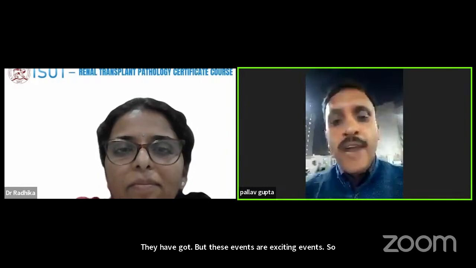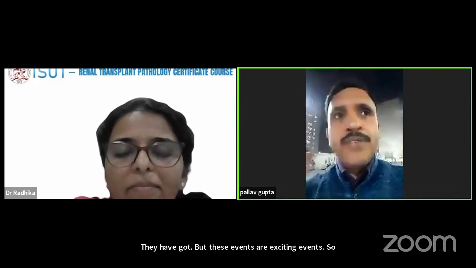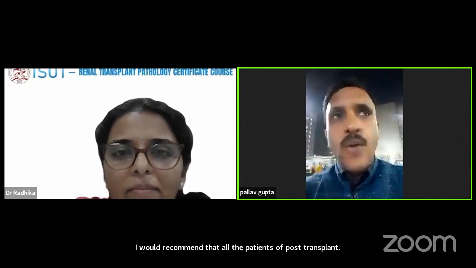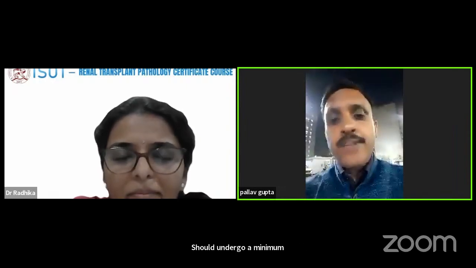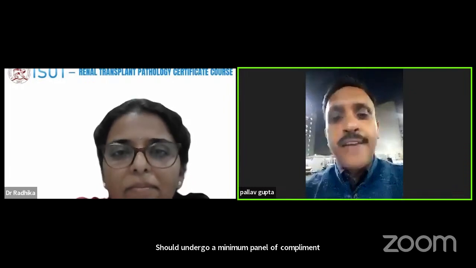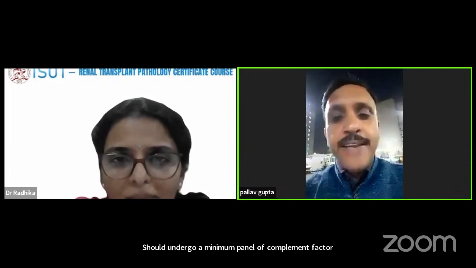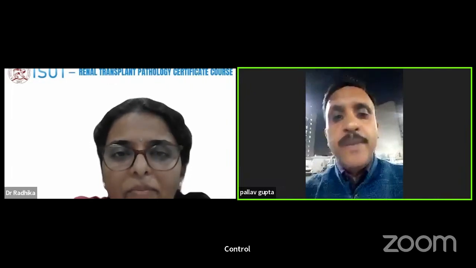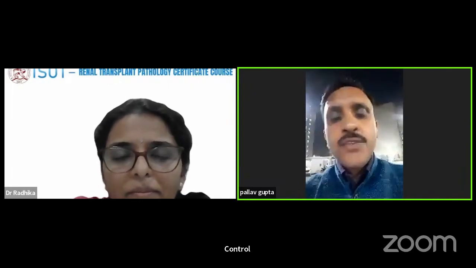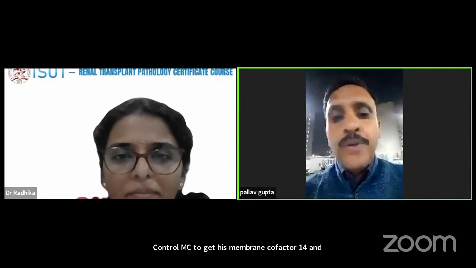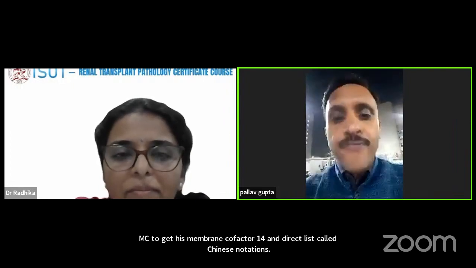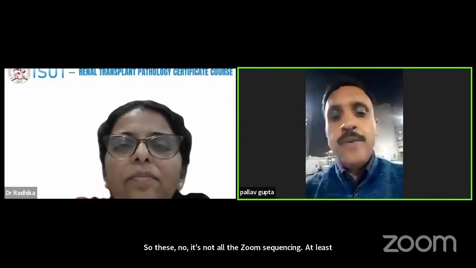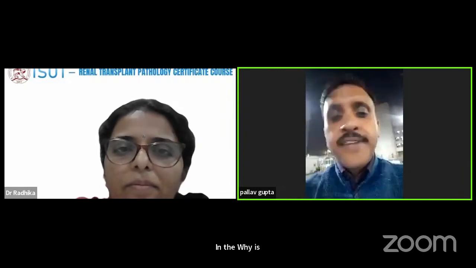So I would recommend that all patients of post-transplant TMA should undergo a minimum panel of complement factor mutation testing, which should include complement factor H, complement factor I, complement factor B, C3 mutations, MCP, that is membrane cofactor protein, and diacylglycerol kinase mutations. If not whole exome sequencing, at least these mutations should be looked at in the setting of post-transplant TMA. Why is it important? It is for prognosis.